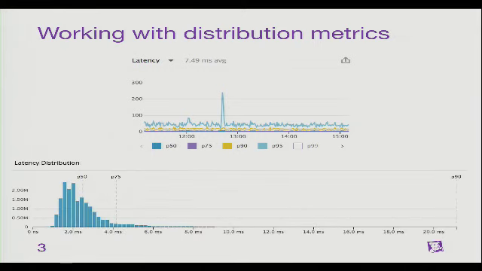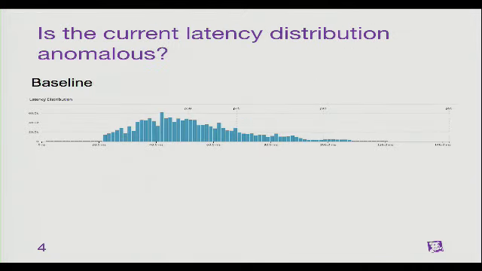You can also look at a specific time frame and look at the requests in this time frame, and look at the distribution of the latency of those requests. So you can get this kind of histogram, and we also have markers for the percentiles here. Now when you see this, you might ask yourself, is this distribution the expected one, the usual one, or is this distribution anomalous in some way?